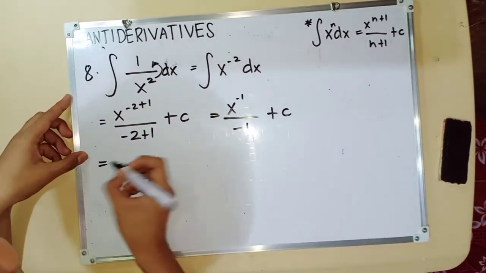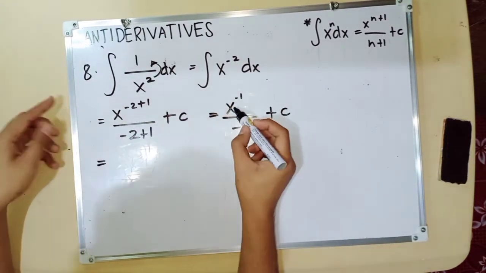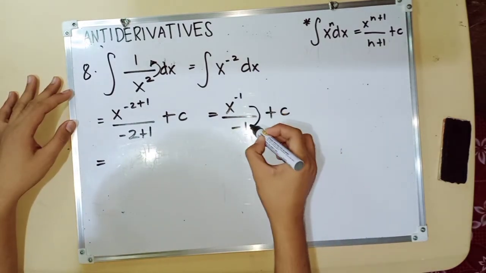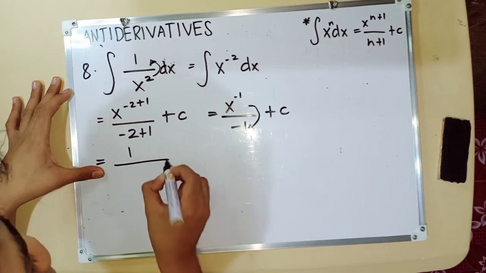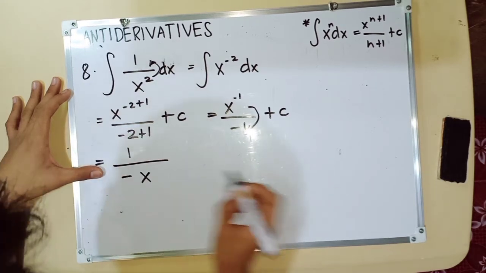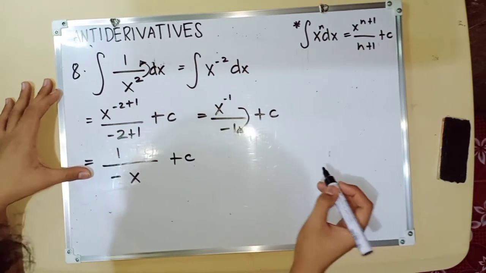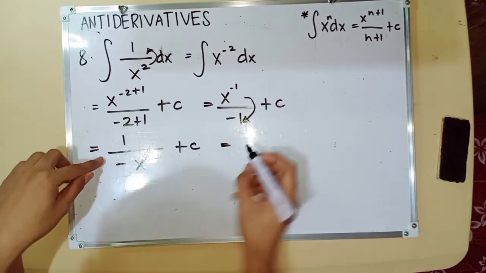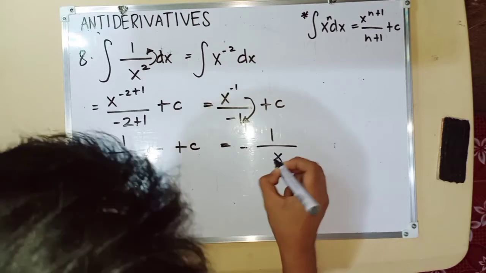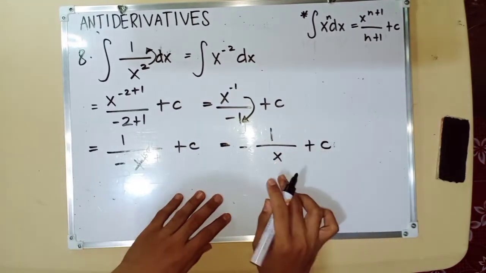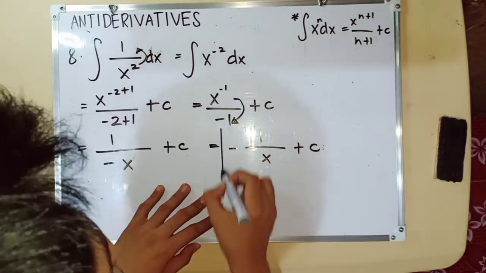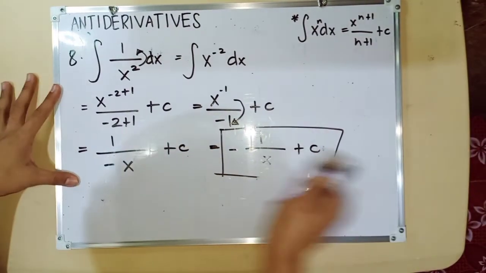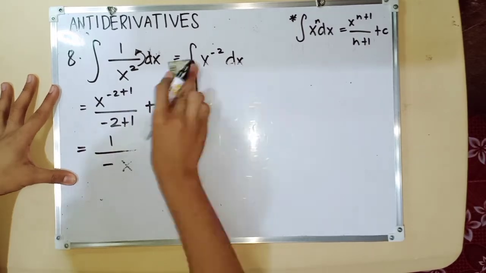So, further simplify it. Yung x raised to the power of negative 1, pwede na natin ibaba ulit siya papuntang denominator. So, 1 over negative x plus c. Then, ilalagay lang natin yung negative sign dito. So, ito na ang ating final answer: negative 1 over x plus c. So, let us proceed to another example.